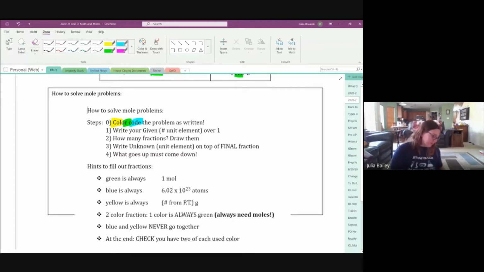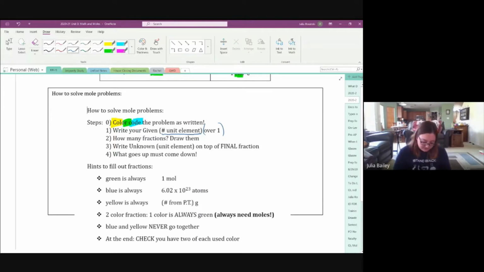Then you're going to write your given. Your given should be a number and a unit and an element. And then if you want to write it over 1, if that makes you feel better, you can. You don't technically need to write it over 1, but some people are more comfortable with fractions that way, which is fine. You decide how many fractions you're going to need and draw them. I'll come back to that when we do an example problem.